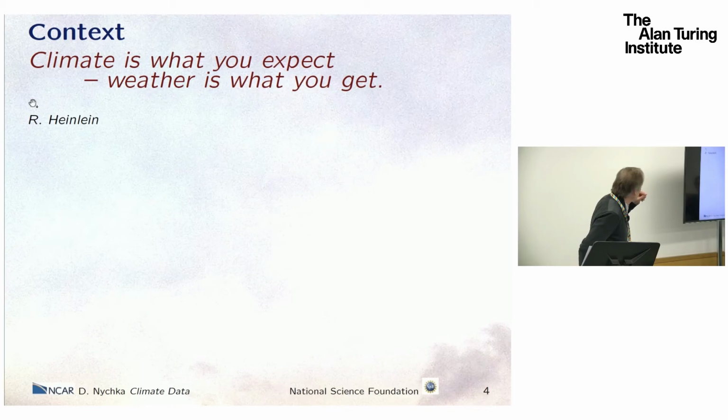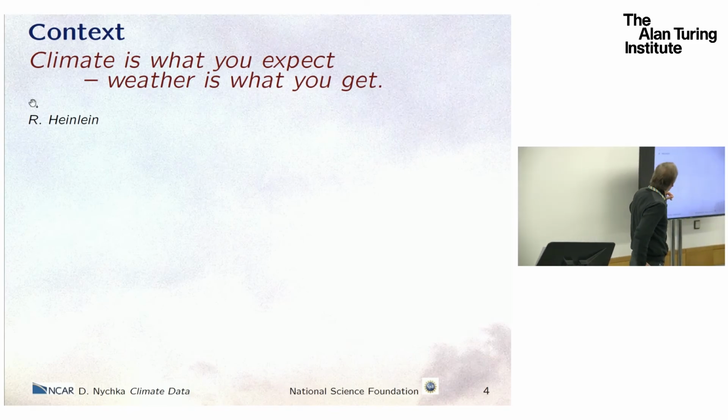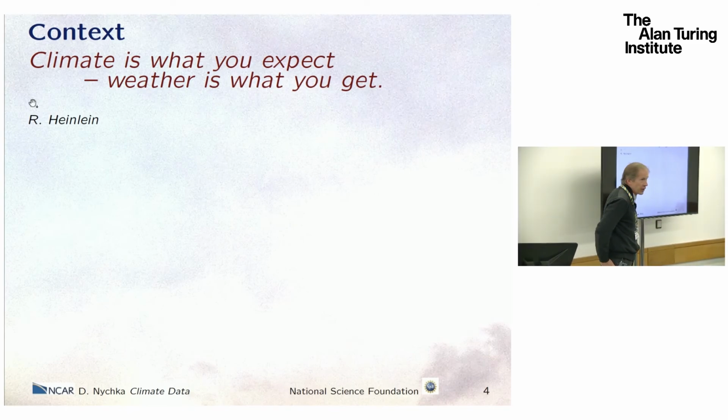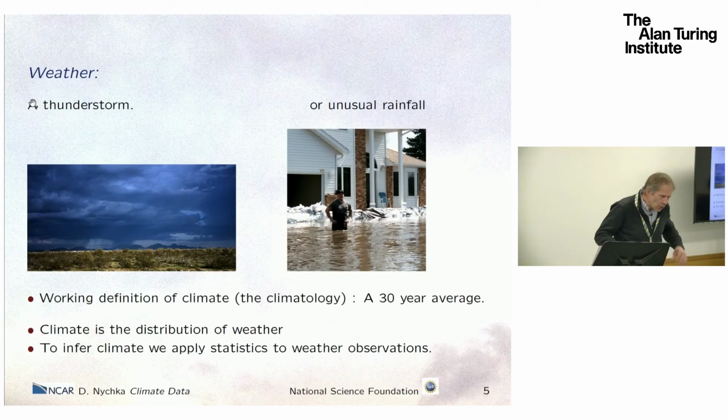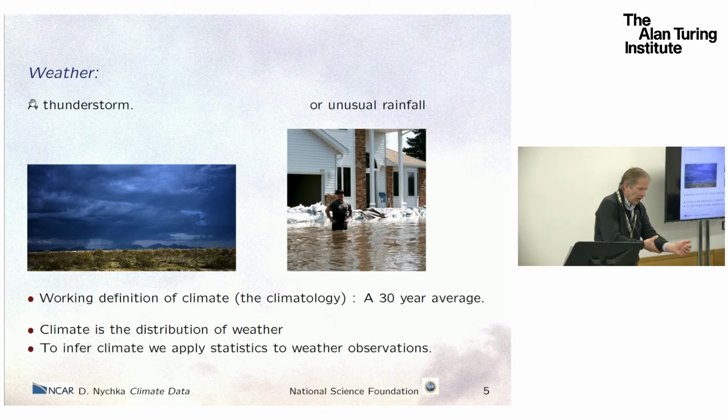It actually appears in a book by Robert Heinlein. I'm not sure if any British authors are attributed to this, but anyway, climate is what you expect, weather is what you get, and really what that's hinting at is that climate is somehow an average or a representation of a distribution of weather. And of course, the way you have to infer climate is you have to look at a lot of weather and build up that statistic.